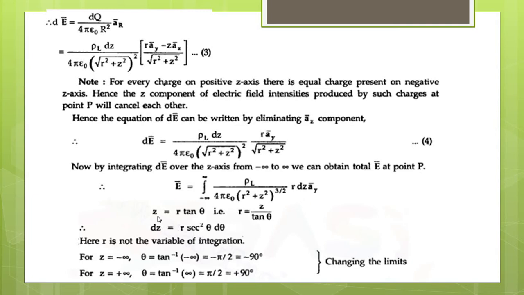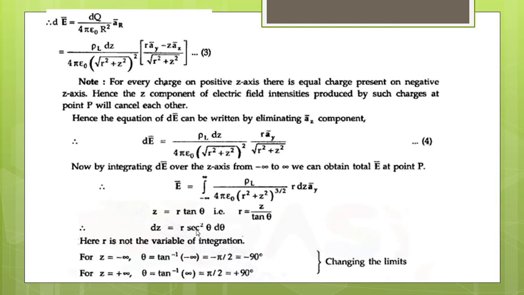We'll take z is equal to r tan theta, or from this, r will be equal to z by tan theta. Now differentiate this equation on both sides. dz is equal to r into the differential of tan theta, which is secant square theta. So here we get r secant square theta into d theta.